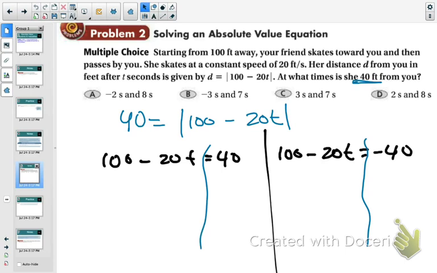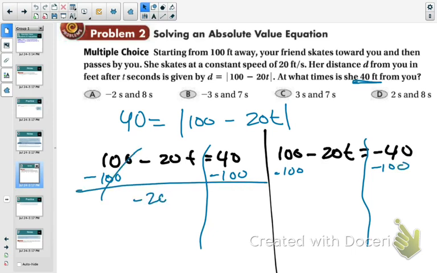What I like to do with these is just solve them at the same time because you're basically doing the same steps. So I subtract 100, subtract 100. So on this equation, those cancel, so I get negative 20t equals negative 60. On this one, I get negative 20t equals negative 140. And then the last step, I divide by negative 20.